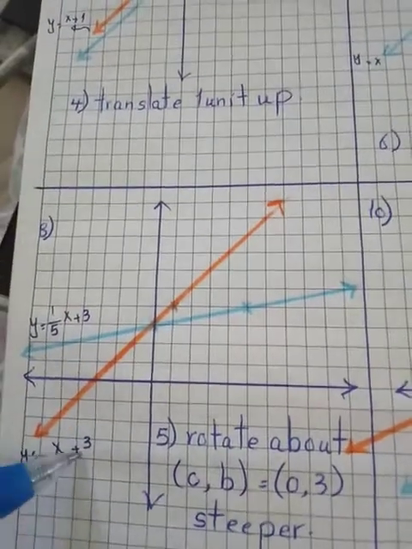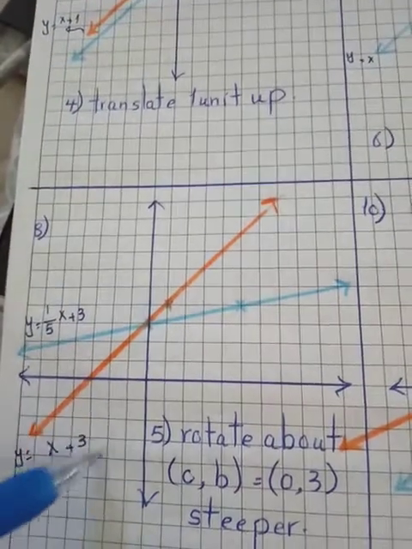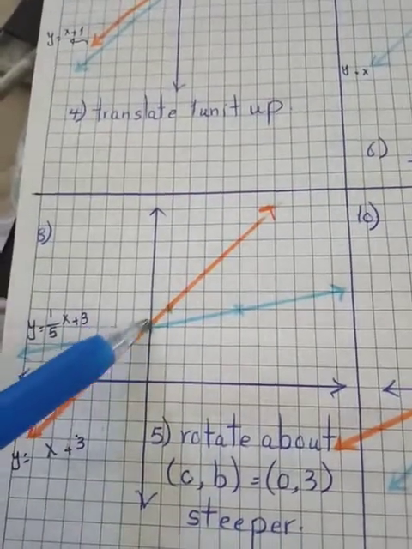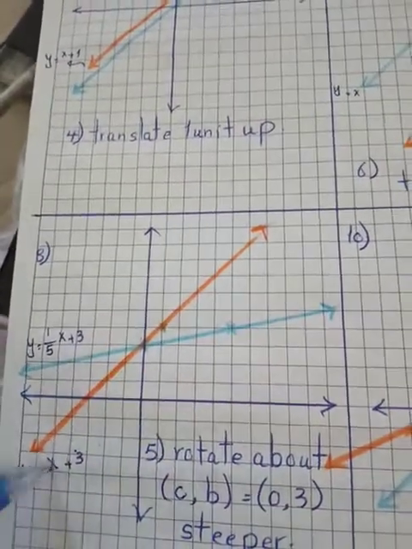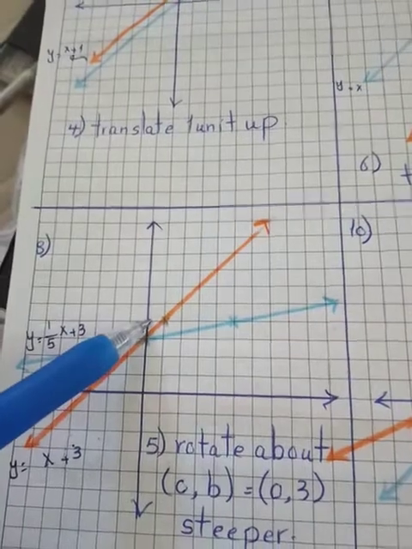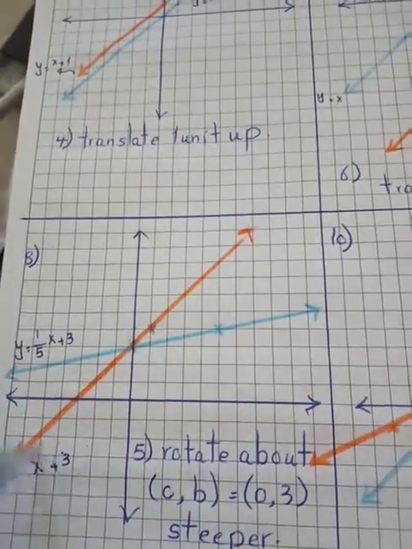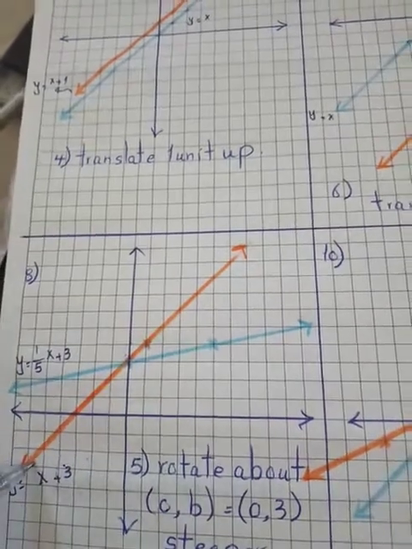What is the second? x plus 3. So the y-intercept is 3. So the point will be 0 and 3. And what is the slope? 1. So I will go 1 unit up and 1 unit to the right to get the second point. Connect between them to graph the orange line.